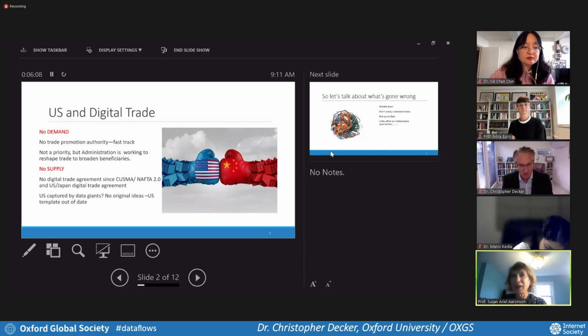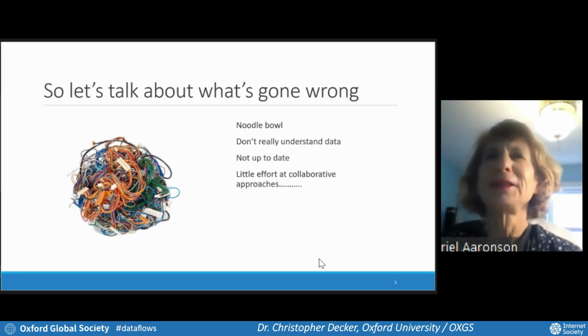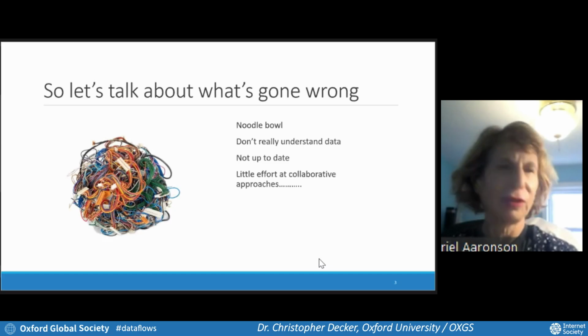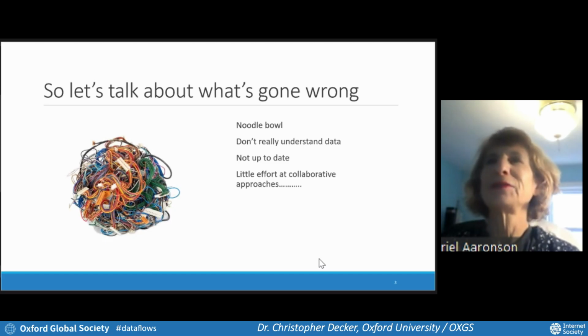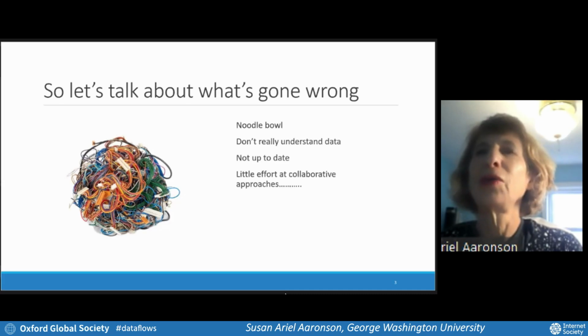Another thing that might explain this is that the United States is to some extent captured by its data giants. So there aren't really original ideas. Meanwhile, there is what Jagdish Bhagwati called the spaghetti bowl or the noodle bowl. And I think this perception is really more about the fact that many countries don't understand data. And there's very little attempt at collaborative approaches, as Mira's database and my own show. Yes, there is the free flow of data with exceptions. But beyond that, there are some significant differences.